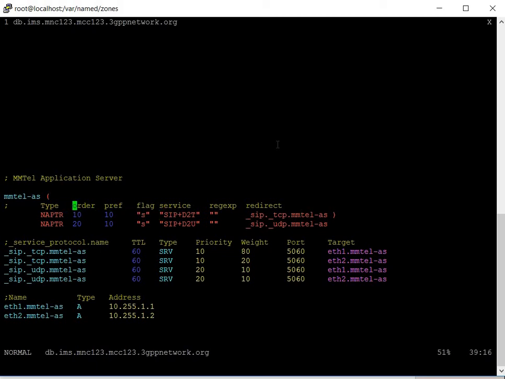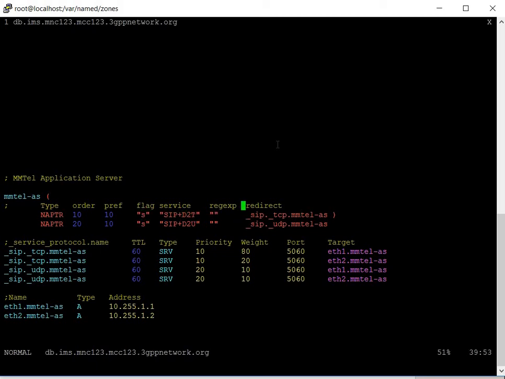So you see some things similar. You see this order statement, which again is priority, just as it was in the EPC case. But here you see the flag is S, as opposed to an A, and the service is a bit of a different notation. It's not that X3GPP-GTP whatever. You're saying SIP+D2T, which is also standardized. That refers to the service of TCP transport for SIP. And this S flag says that instead of an A record, what's coming after this is an SRV service record.